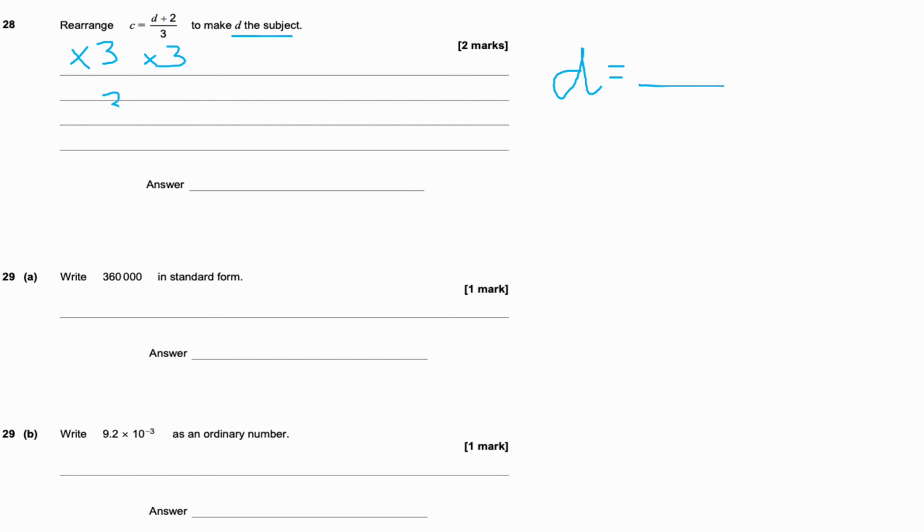C times 3 is 3C is equal to D plus 2. I'm then going to subtract 2 on both sides of my equation or formula. 3C subtract 2 is equal to D. So the answer is D is equal to 3C subtract 2.